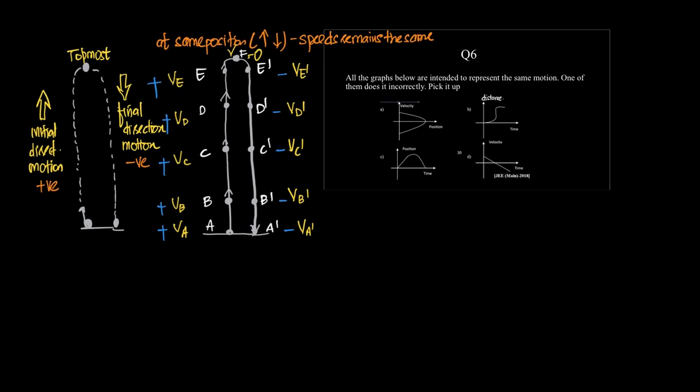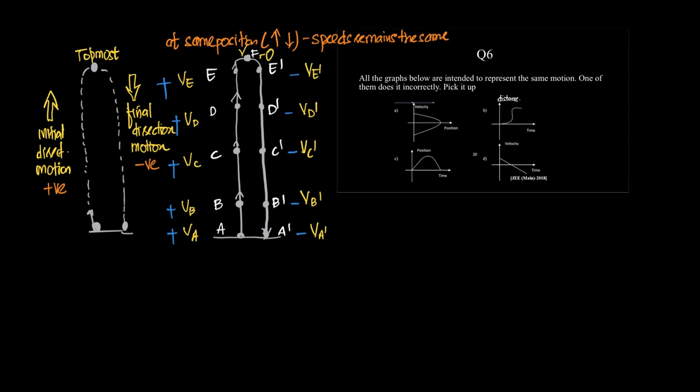Now, what are we talking about? We're talking about the velocity position graph. So what are the positions here? The positions are A, B, C, D, E, and A dash, B dash, C dash, D dash, and the common position F. What are the corresponding velocities? VA, VB, VC, VD, VE.